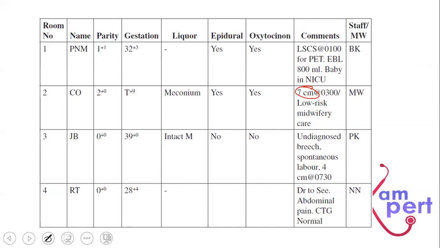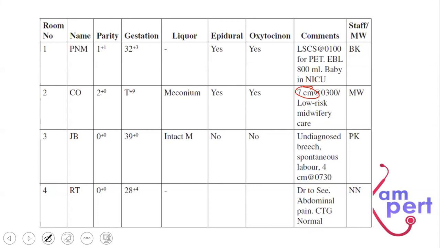Then room number 3, with an undiagnosed breech in labor at 4 centimeters. So I will go and assess this patient, and assess what the risks are for this patient, and also check the fetal heart rate and what the CTG of this patient is.